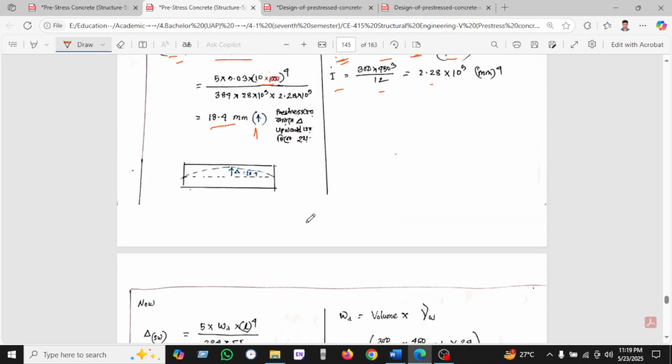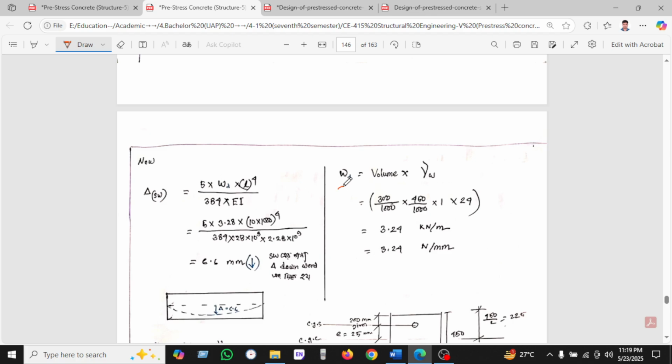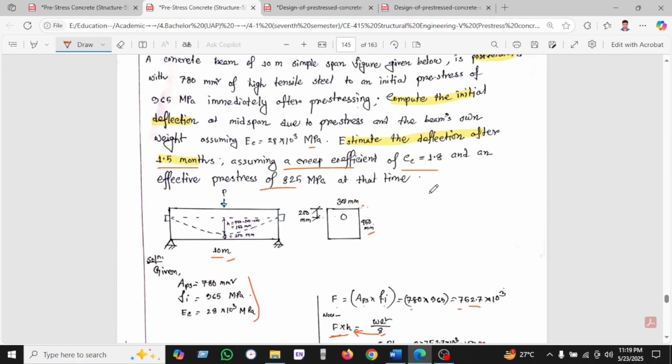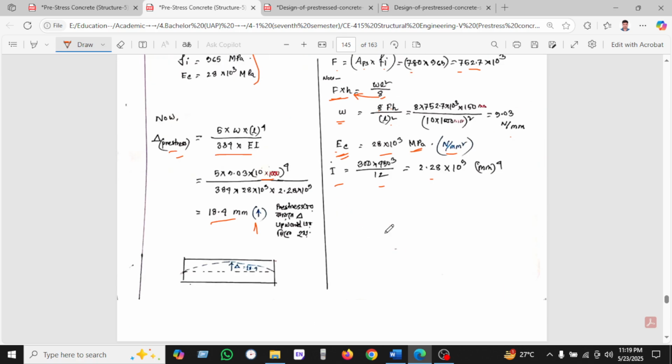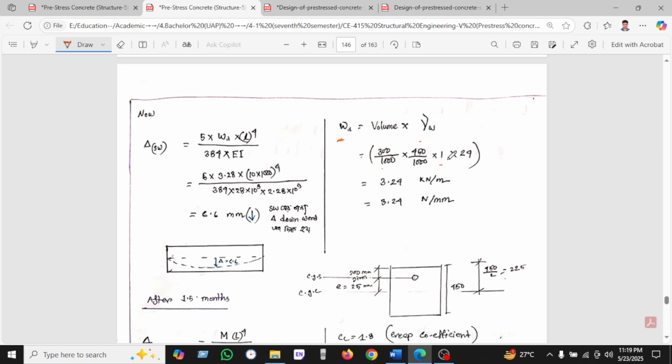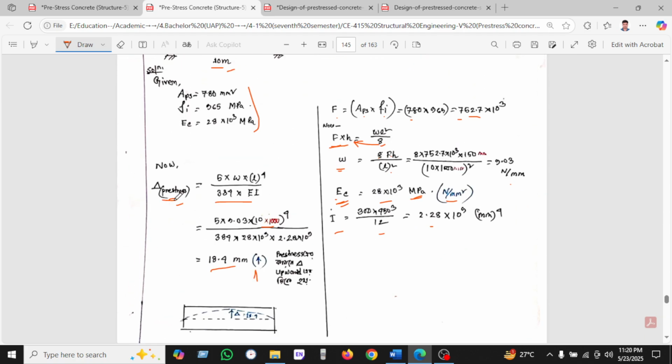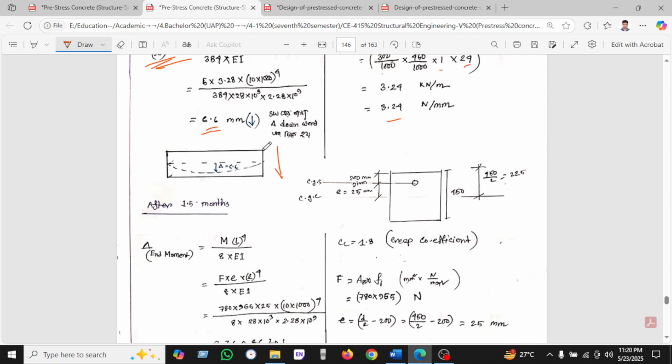Okay, for the self weight, we calculate it as volume into unit weight. The cross section is given as 300 by 45, and 1 meter length is given, and 24 is the unit weight of concrete, and we found 3.4 Newton per millimeter. The deflection formula is here, 5 W into L to the power 4 divided by 384 EI, and putting all this below, we found 6.6, which is downward due to self load. So remember, it will be downward. Firstly, we found that due to prestress it will be upward, and this will be downward.